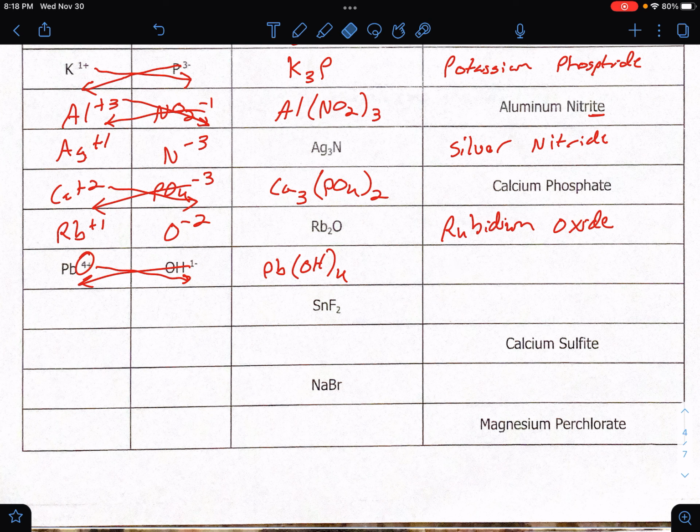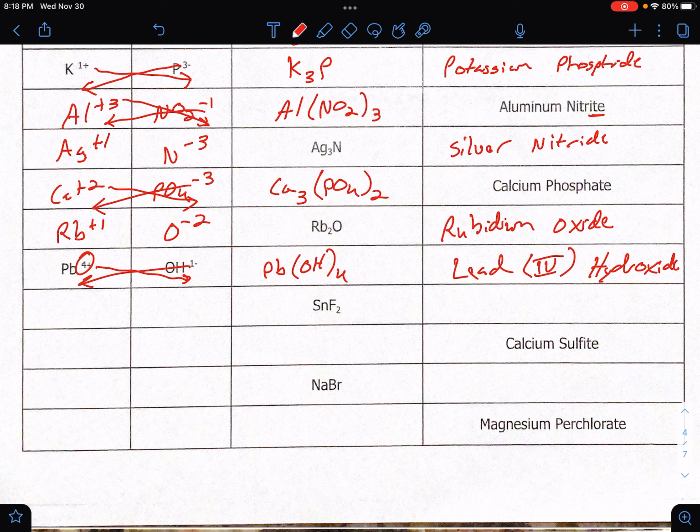Messed that up. Pb is lead. Okay, and 4 would be IV, and then OH is just hydroxide. That is on your polyatomic list. Next one, I have Sn with the F2.